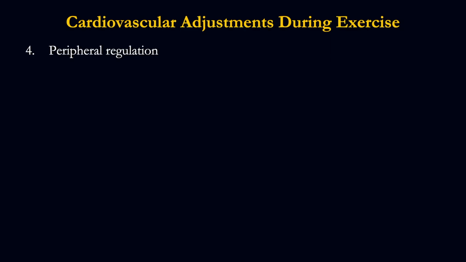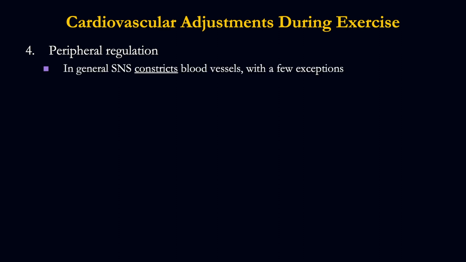We also need to talk about the periphery and how that's regulated. In general, as I mentioned, the sympathetic nervous system will constrict blood vessels with just a few exceptions. The main question I want you to ask yourself here is, if the sympathetic nervous system is in general causing vasoconstriction, particularly in systemic circulation, that means that we would cut off blood flow.